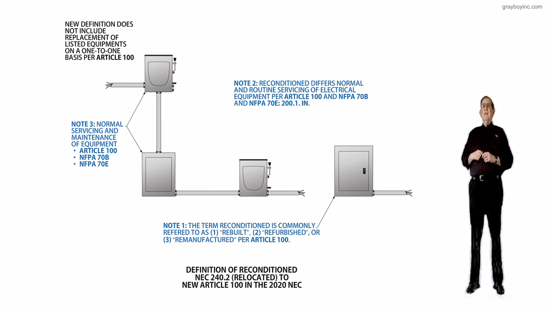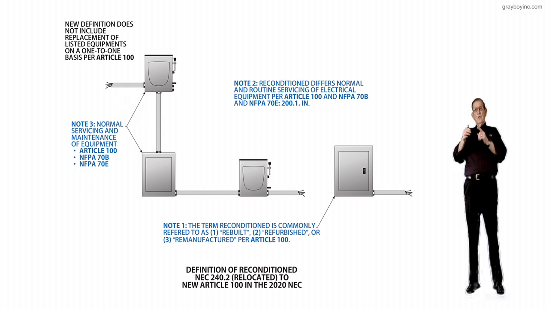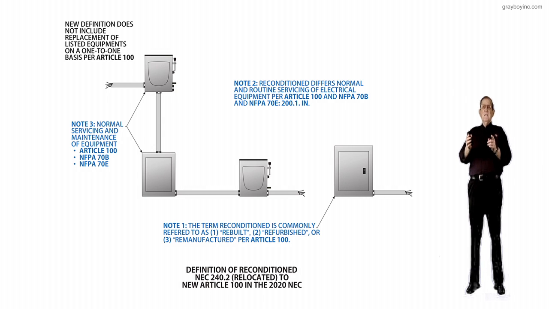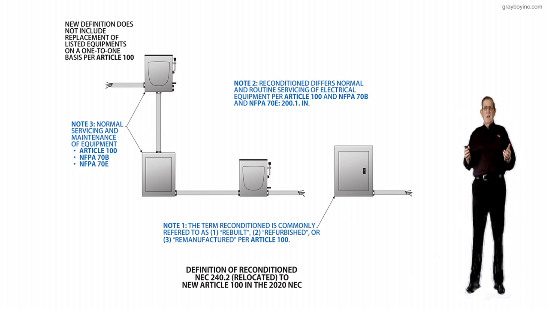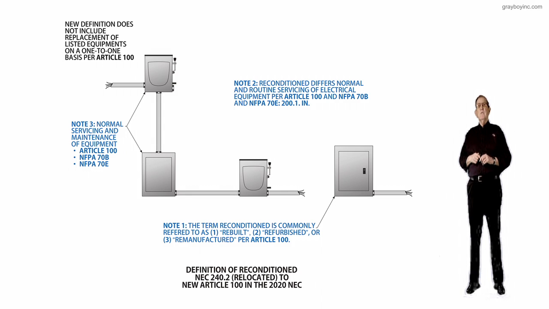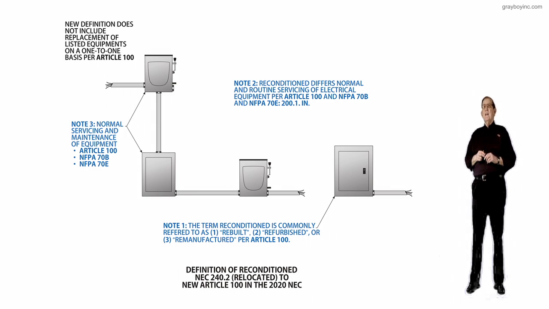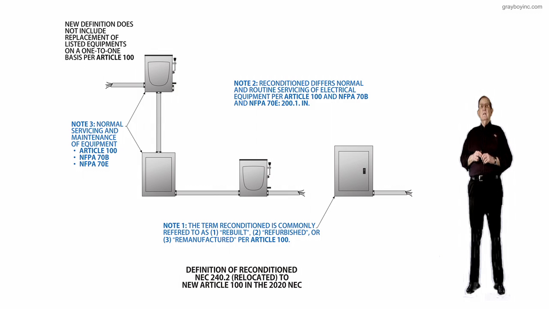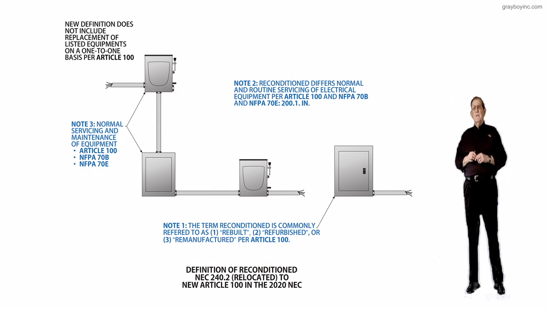Now, I would like to review the left-hand side above the disconnect switch you see here. And this is a new definition that does not include replacement of listed equipment on a one-for-one basis per Article 100, like in NFPA 70B that deals with maintaining equipment or changing one-on-one components out of equipment. But notice that disconnect switches that you see here have to identify now their circuit supply source per 110.22(A) as an example. Now, kind of keep that in mind as we review these definitions.